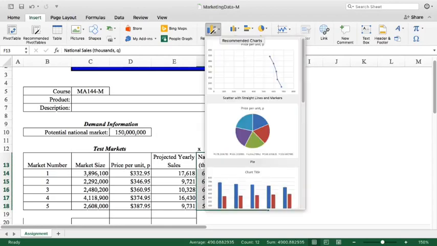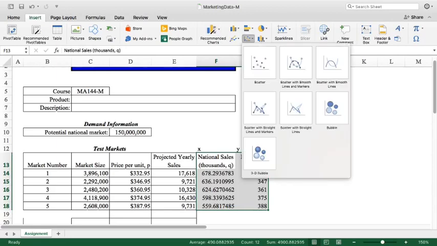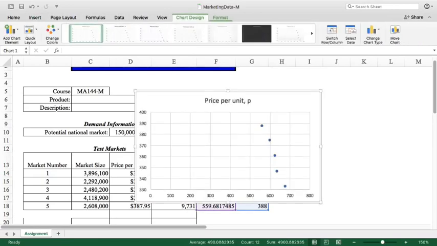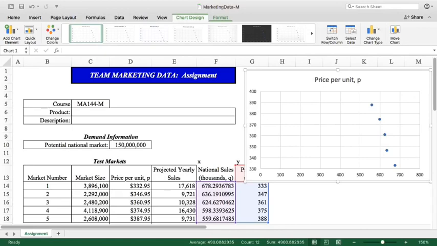Yeah, sure. I don't know if I want recommended charts, actually. I'm going to choose the scatter plot dropdown. And choose a scatter plot that doesn't actually connect the lines one to another, just shows us the points as a scatter. And what we get is a kind of crude scatter plot of what this marketing data is trying to tell us. And kind of located over here in the corner.